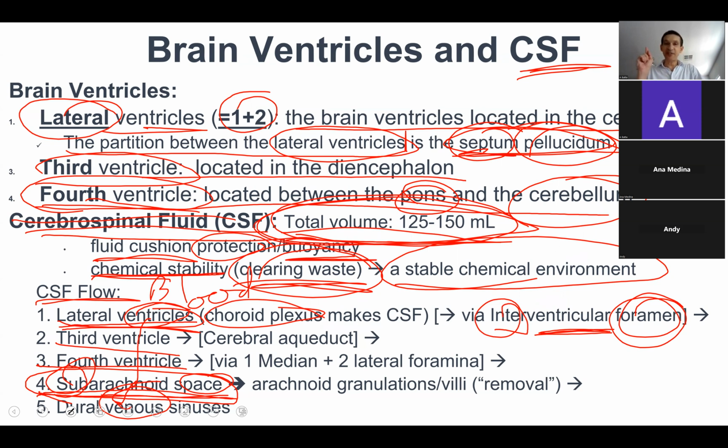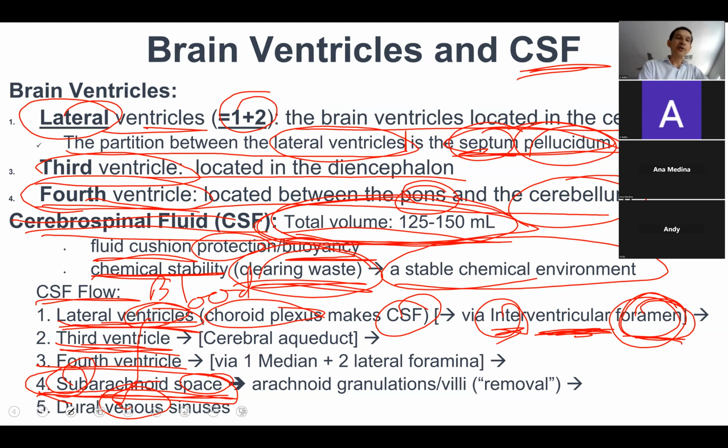From those cavities, water CSF flows to the third ventricle via a hole that connects the third ventricle and the lateral ventricles. And that hole, Greek for hole would be foramen, is called the foramen between the two ventricles. The interventricular foramen. Sometimes they'll call it interventricular foramen of Monro to honor the discoverer, okay?